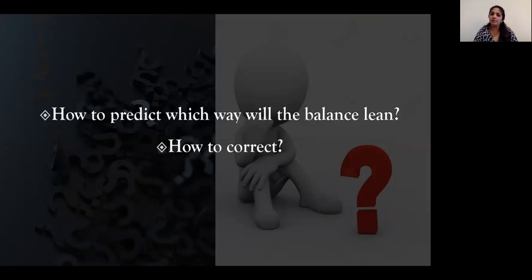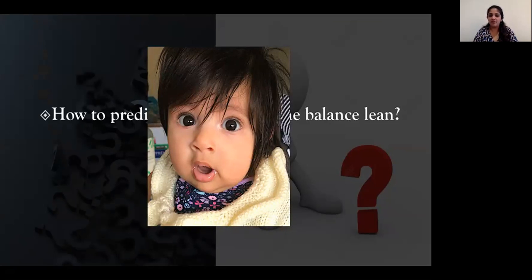So how do we predict which way this balance will lean? How to correct this? I was practicing this presentation in front of my daughter, and this was her face, which I think a lot of your faces would be right now as well.